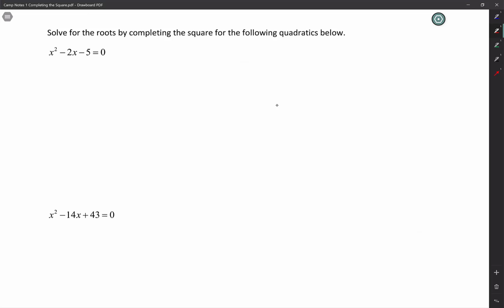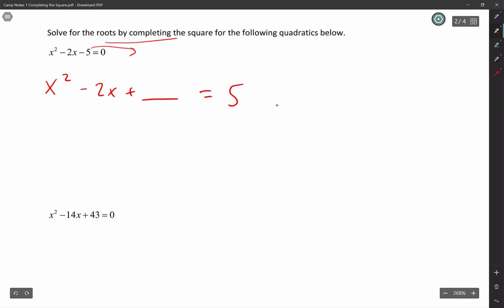So x squared minus 2x minus 5 equals 0. I'm trying to solve for x. It wants me to use completing the square. So what I'm going to do is move the 5 to the other side. So x squared minus 2x, plus some magic number, equals 5, because I moved it to the other side. The magic number that goes there is b divided by 2, and whatever that is squared. 2 divided by 2 is 1, and 1 squared is 1. So there's my magic number. Whatever you do to one side, you do to the other.